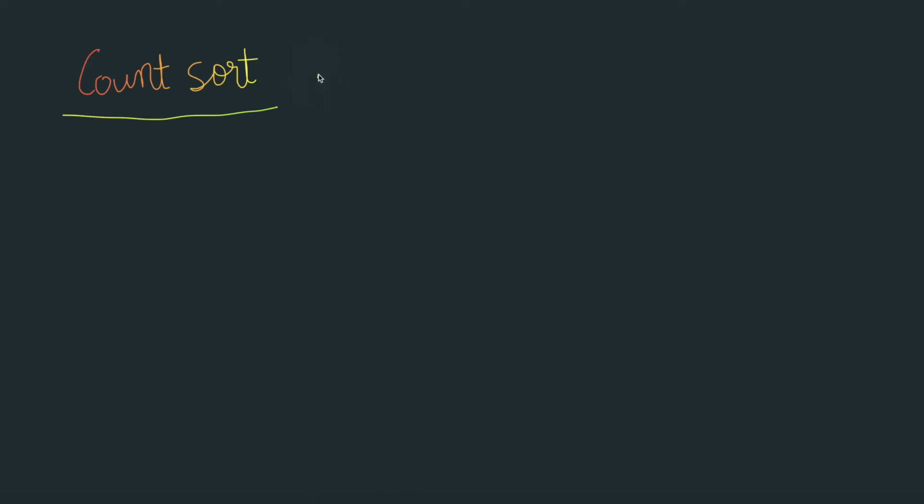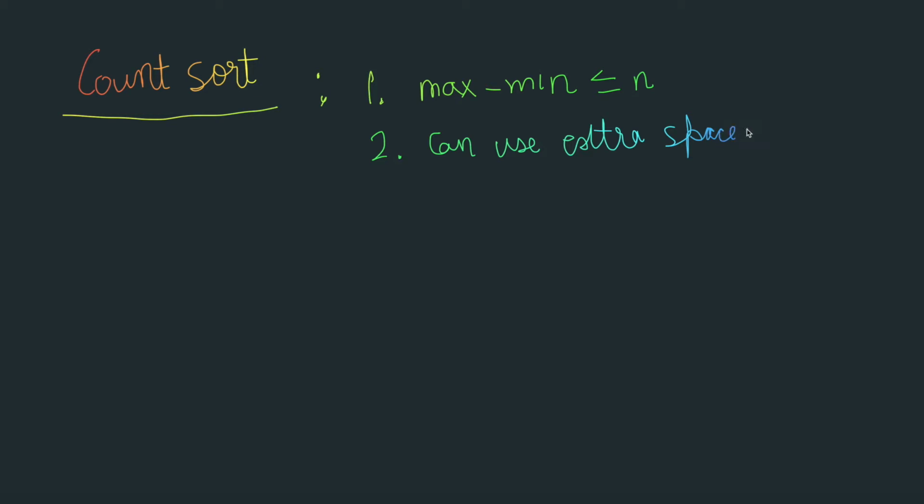Specifically, in case of count sort, we know the following information. First, we know that the difference between the maximum and minimum value in the array is less than or equal to n. Secondly, we know that we can use some extra space, order of n extra space basically.